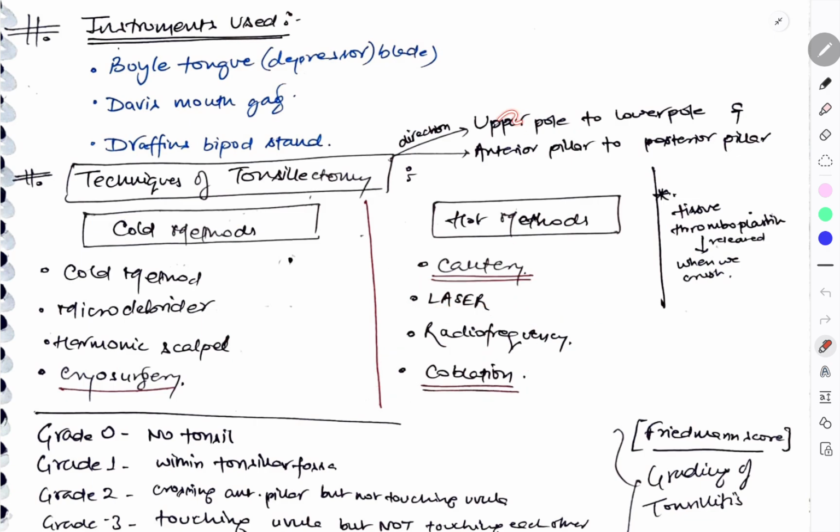The direction of tonsillectomy is from upper pole to lower pole, and when you reach the lower pole it is attached to muscles, so you have to crush it, okay, using Eve's tonsillar snare. While crushing it will release thromboplastin, and that will cause less bleeding. So this is why we need to crush the lower pole.